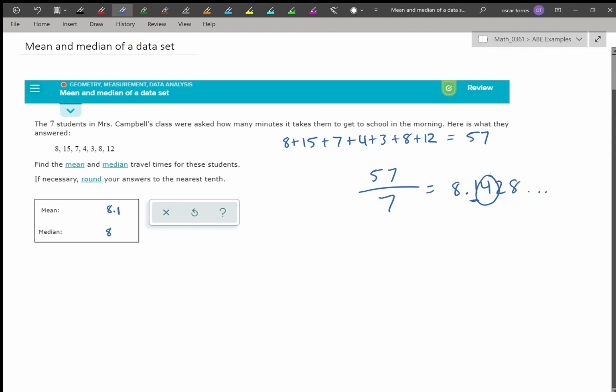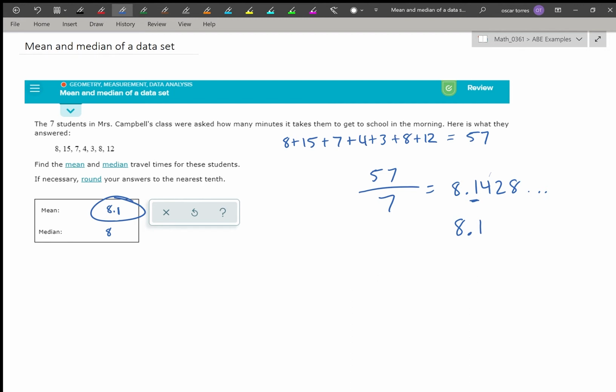If we had a number 5 or greater, then our 1 would go up to a 2. But because it's less than 5, because we have a 4, that number 1 is going to stay a 1. It's not going to change. But everything else will become 0. So our answer would end up being 8.10 or just 8.1, which is what I would type as my answer. So that's my mean. Now we need to find the median.